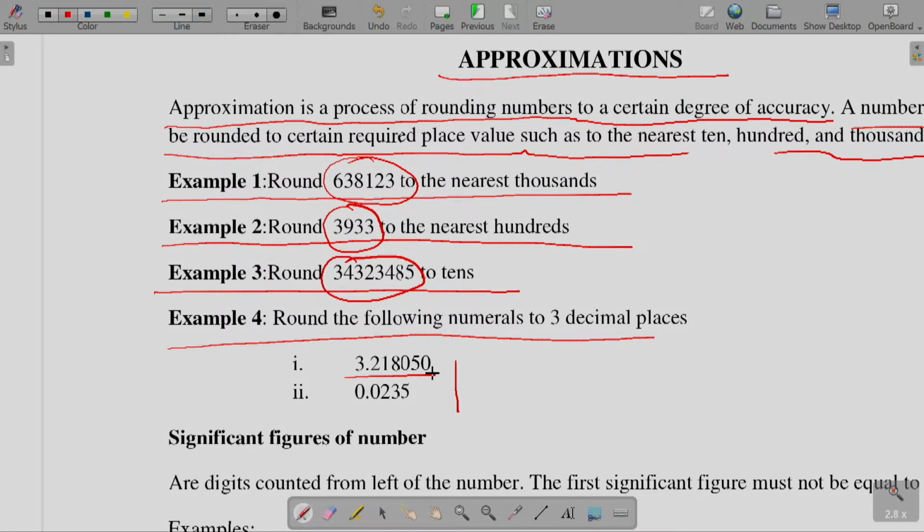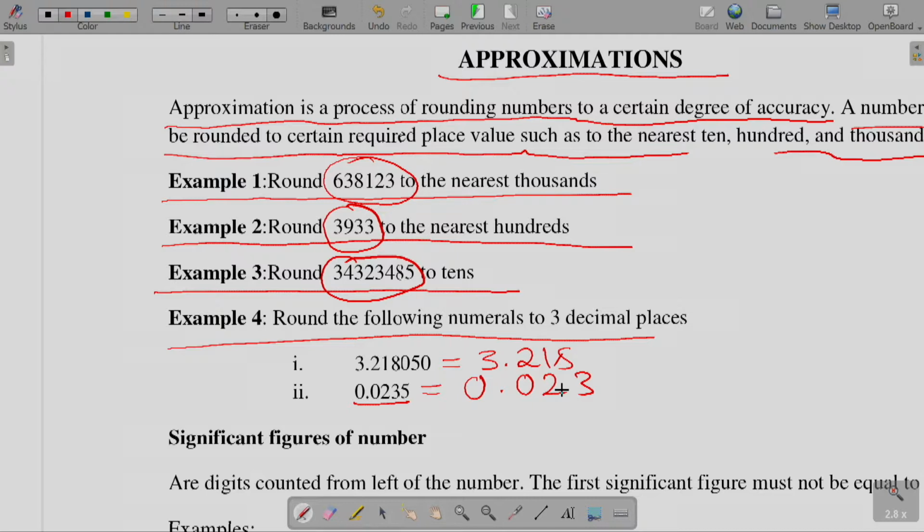Let's start with number 1, which we are required to round to 3 decimal places. Into 3 decimal places, it will be equal to 3.218. Also, let's move to number 2, which we are required to round to 3 decimal places. Into 3 decimal places it will be equal to 0.023. So this is how to round numbers.